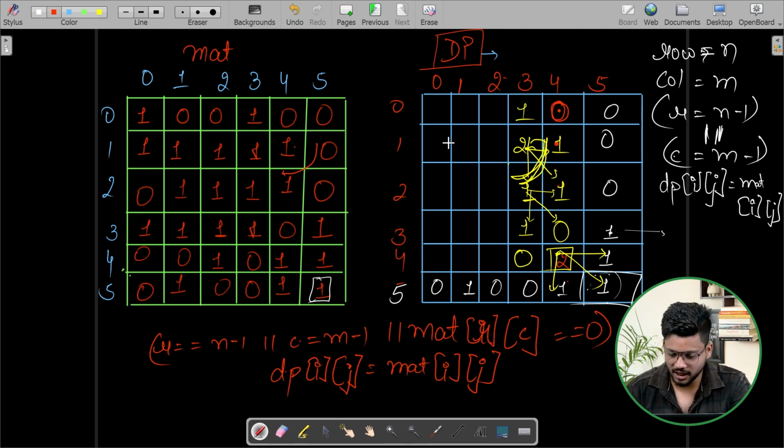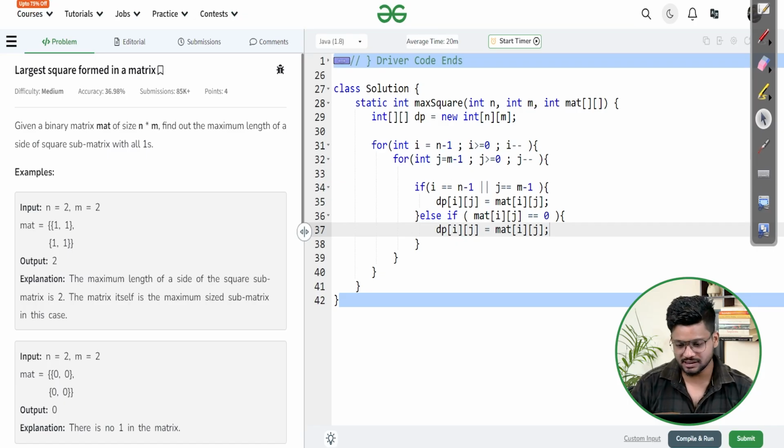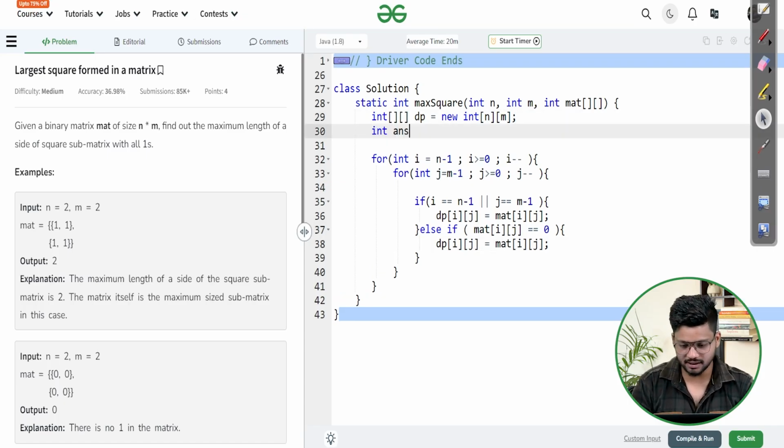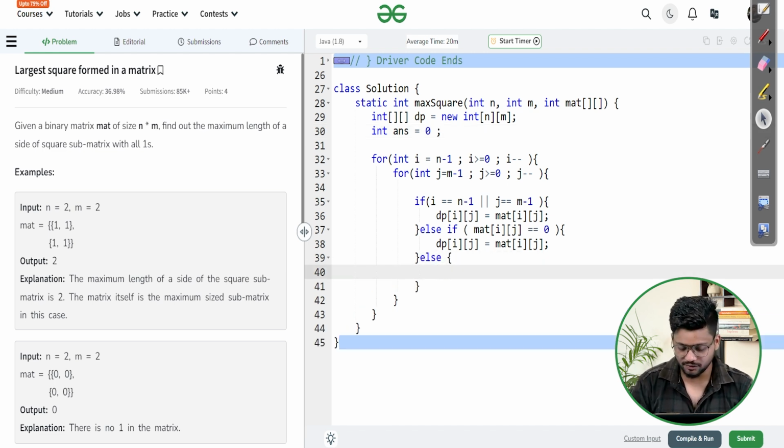Also let's discuss the answer as well. So basically the answer is going to be 3. We have to find the maximum value of this dp array. So the maximum value of this dp array is going to be our answer. Maybe the 3 will come over here, and we have to find the maximum value of this array. So I will also initialize a variable called int answer, and I will initialize it with 0.